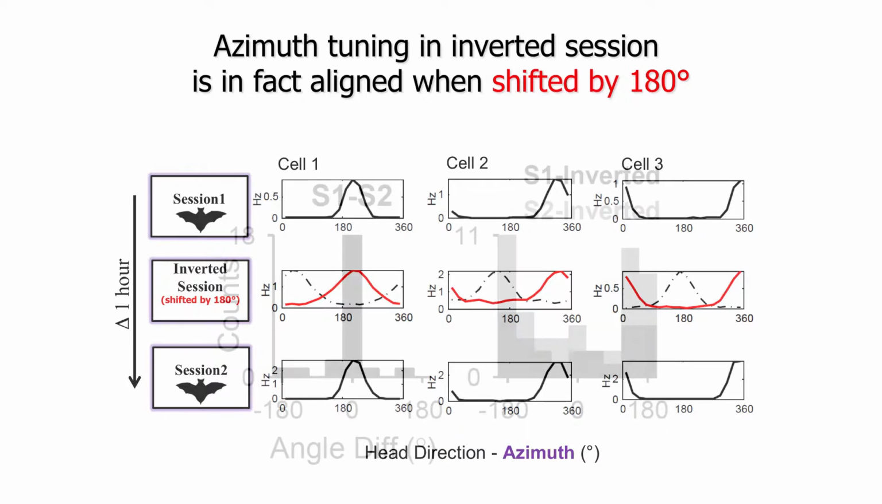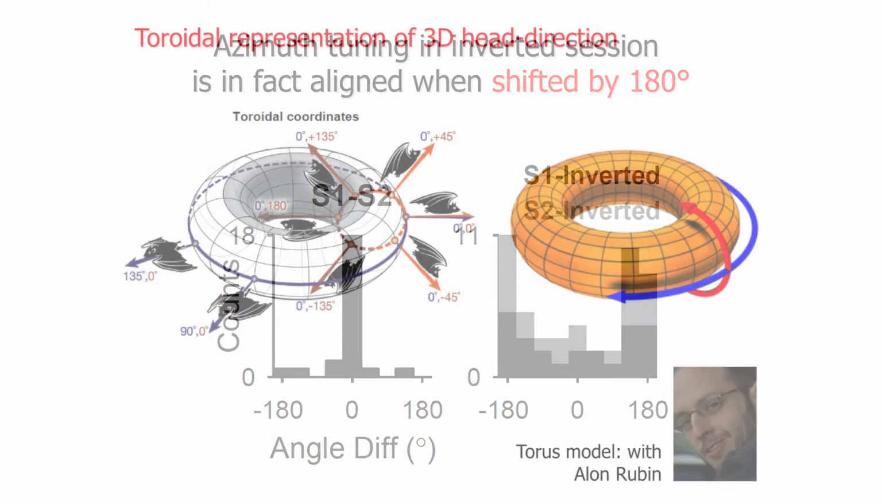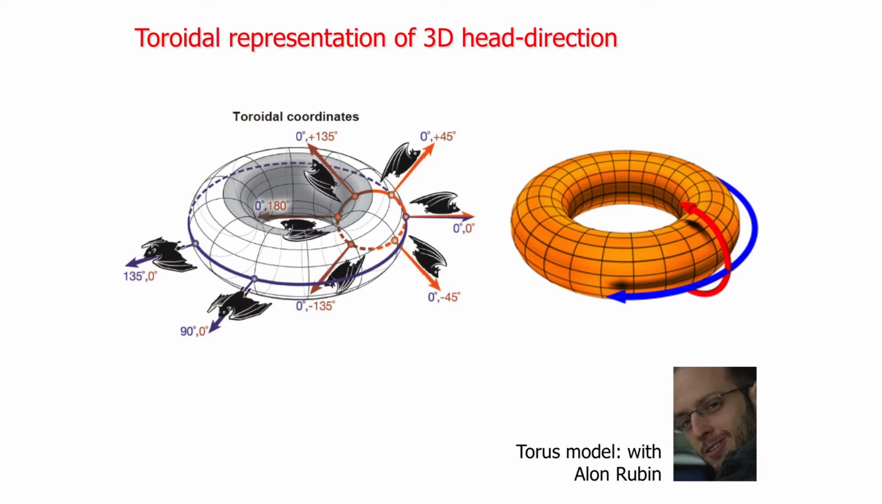And this is not just these examples, it's across the population. On the left, you see the difference in preferred head directions for the two upright sessions. The difference is 0, so there's stability across sessions. And on the right is between the upright and the inverted session. And the difference, for most of the cells, is plus minus 180 degrees, roughly. So we interpret it as evidence for a toroidal representation of 3D head direction.